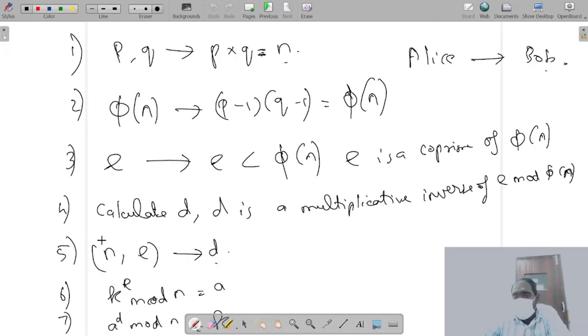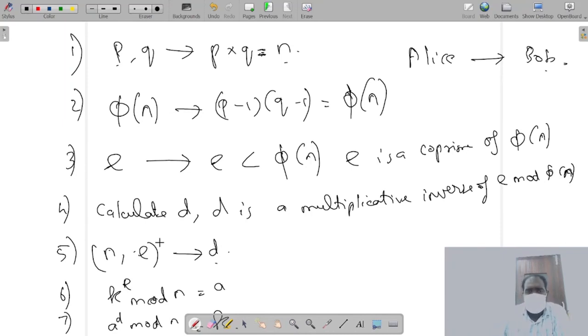And the algorithm goes as follows. You select 2 prime numbers P and Q and you find n by multiplying them. Then you find phi of n such that (P minus 1) times (Q minus 1) is equal to phi of n. That's also easy. Now you select a number E which is a co-prime of phi of n, and you calculate D such that D is the multiplicative inverse of E mod phi of n. And then you advertise n and E as your public key.